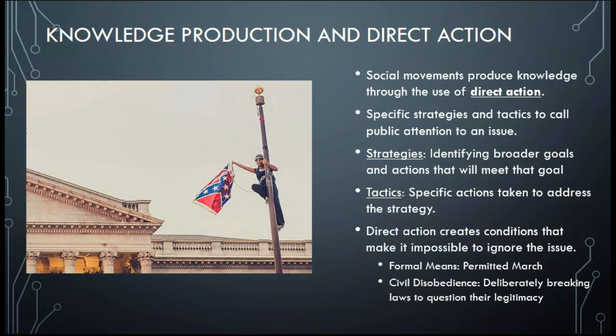So basically what Bree Newsome did there was she deliberately broke a law to question the legitimacy of the Confederate flag flying over the state capitol and what that was supposed to represent about racial equality in the area.